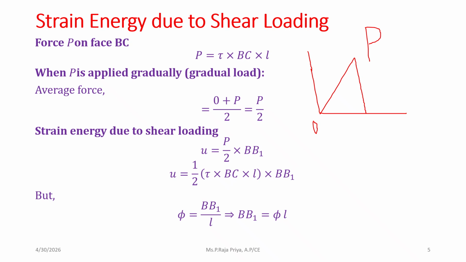And next, the strain energy due to shear loading. What is the strain energy? It is load into deformation. The load here is P by 2 and the deformation is B1, because it deforms from B to B1. Now instead of P, we substitute this: half into P is tau into BC into L, and B1. We have already seen that the shear strain is B1 by L. So B1 is phi into L.